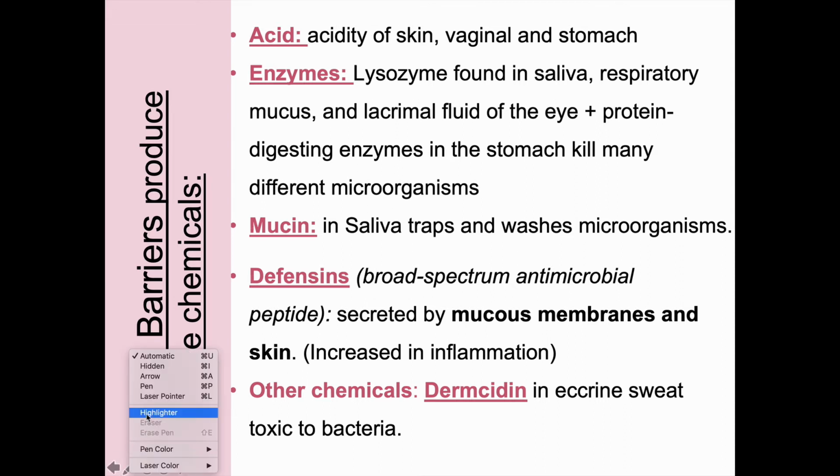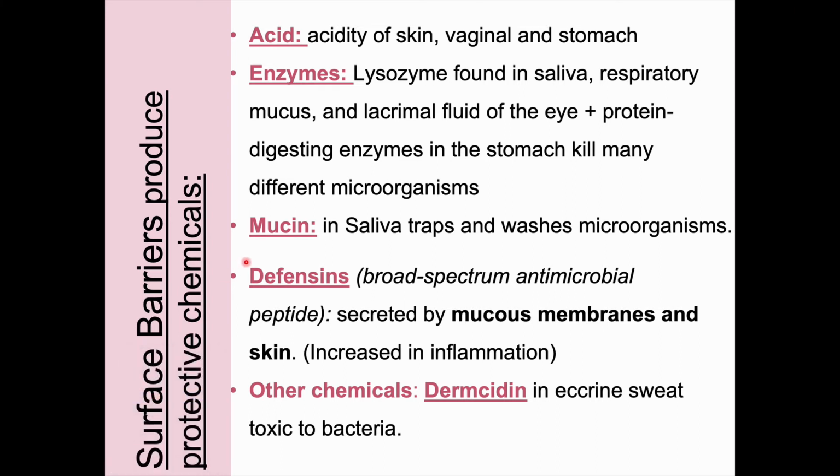Then the mucins. The main function of mucins is to trap dust and organisms. Then defensin is secreted in the mucous membrane and the skin, and increases when there is an inflammatory reaction. It's a type of broad-spectrum antimicrobial peptide. Then another chemical, dermcidin, is also excreted in the sweat glands.